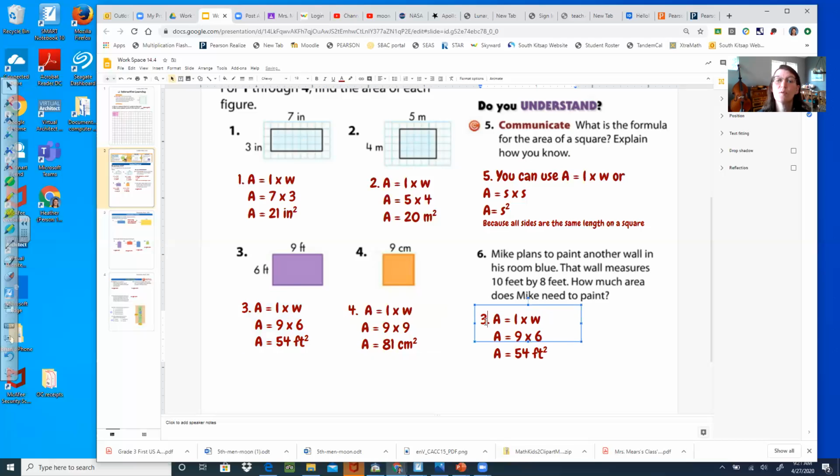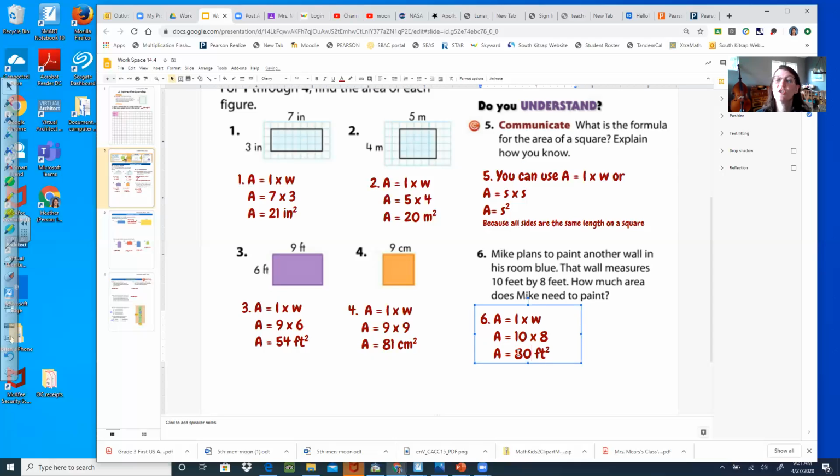Okay, that one was not a number 3, that one was a number 6. 10 feet by 8 feet. So I'm not doing a 9, I'm doing a 10. Not doing a 6. I'm doing an 8. Now, 10 times 8 is 80.